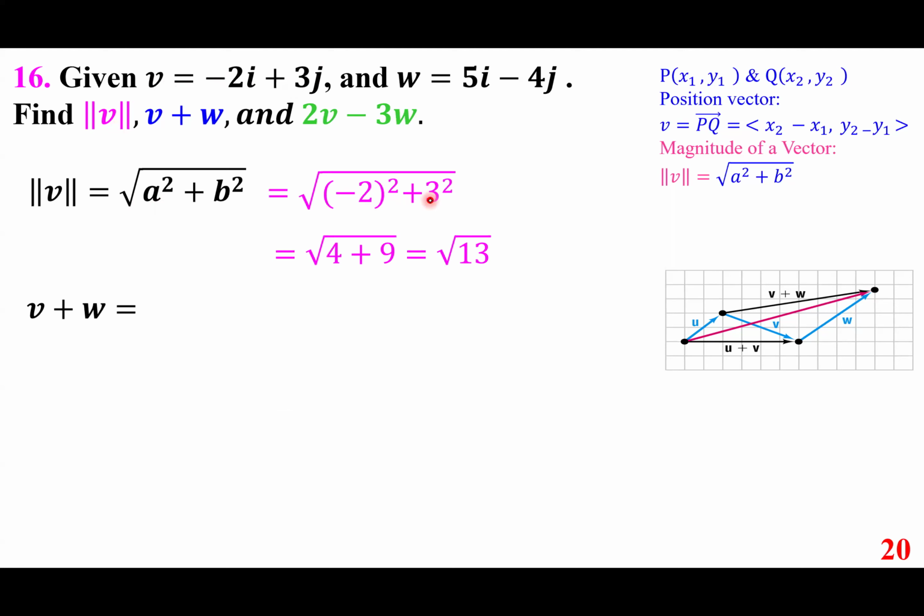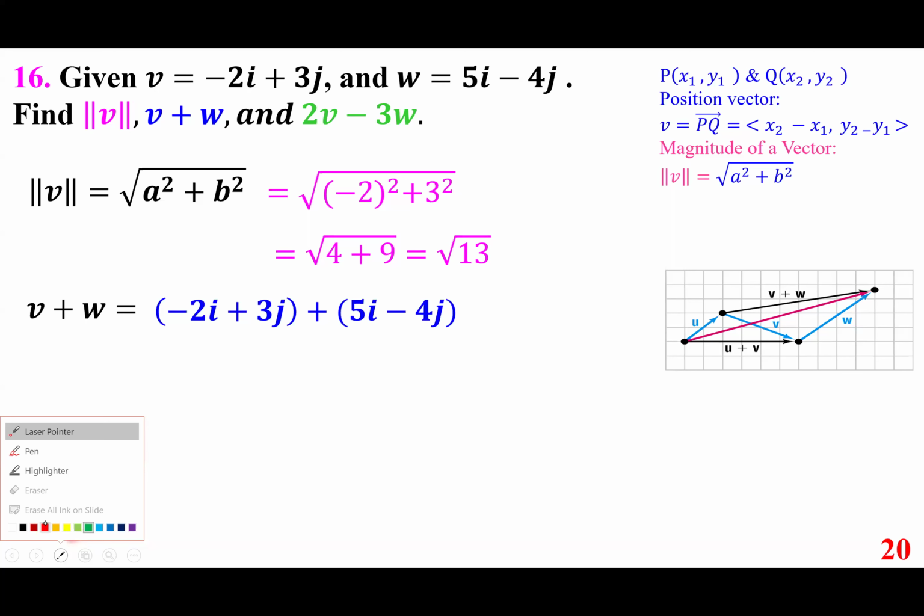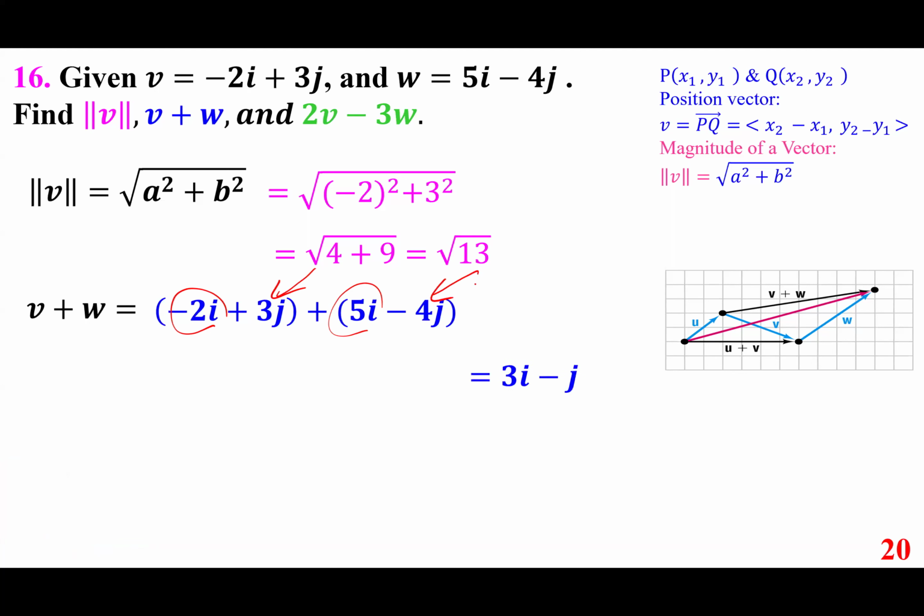V plus w. Okay, let's add them up. And when you add up vectors, you add up the components. So this one and this one you add up, and this one and this one you add up. So you get 3i minus j. It's very straightforward, everybody.